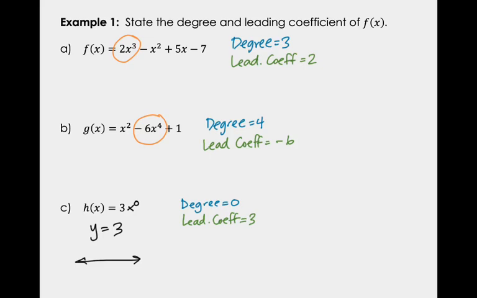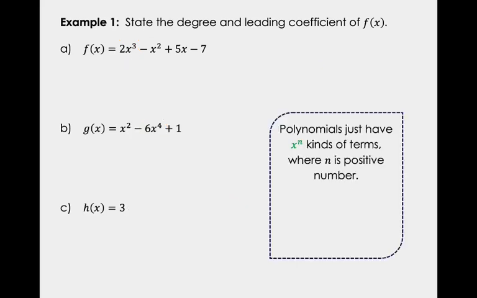But also notice these polynomials just have these terms x to the n, x squared, x cubed, x to the fourth, or x to the fifth, where n is a positive number. So you're never going to see an absolute value. That would not be a polynomial. Polynomials don't have square roots in them. They don't have weird exponents like decimals or fractions or negative numbers. They only have these nice whole positive exponents. So that's what the equation of a polynomial looks like, and we can now identify its degree and leading coefficient.